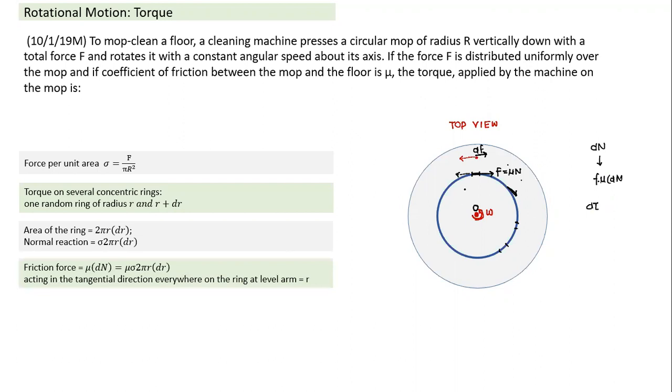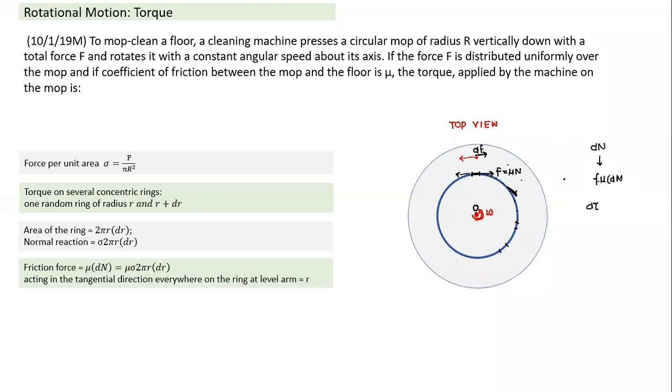Then what is the friction force acting? Magnitude of friction force is equal to mu times dN. And what is the torque here? Though the friction force is acting at different points, the torque created by all the friction forces is in the same direction. So I can add up all the torque.